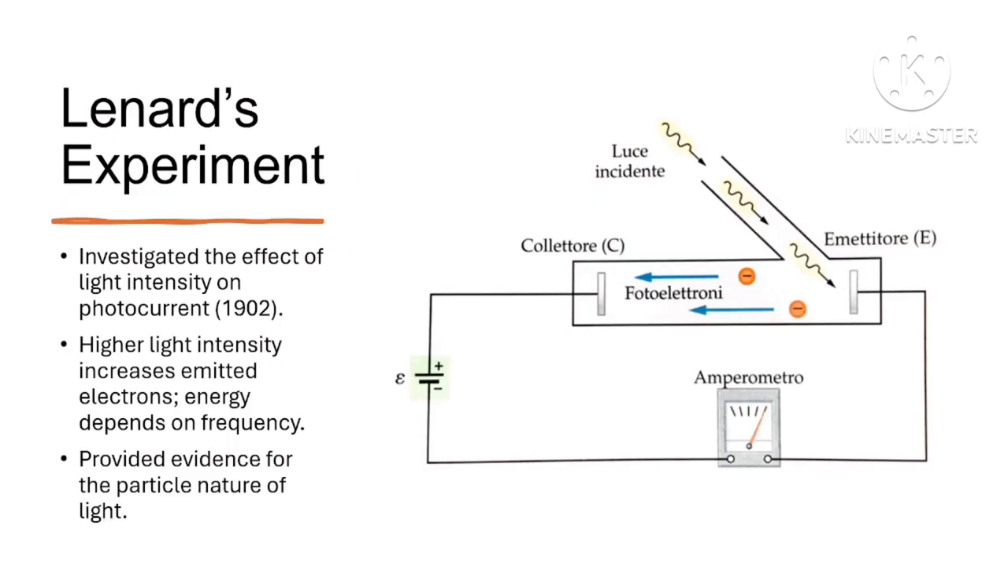Next, we have Lenard's experiment, conducted in 1902. Lenard investigated the relation between light intensity and the resulting photocurrent. He discovered that increasing the intensity of light increased the number of emitted electrons, while the kinetic energy of those electrons depends on the frequency of light, not its intensity. Lenard's findings provide critical evidence supporting the particle nature of light, which was essential for the development of the photoelectric theory.